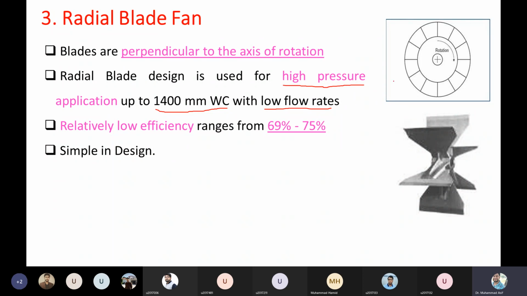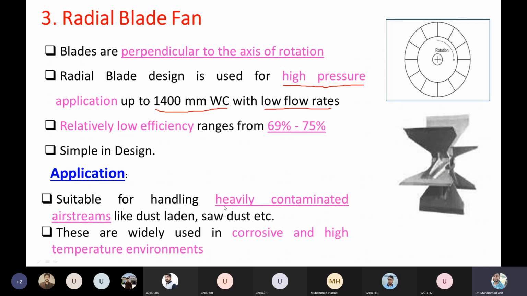Their design is very simple. They're very easy to construct. Their applications, obviously, are when you have a heavily contaminated airstream like dust-laden air, sawdust, etc. Whereas the previous two categories, the forward curved or the backward curved, are used for a very clean environment. So when your environment is not very clean, a dirty environment, then radial fans are recommended and utilized. Generally, they are for high pressure applications when you need to create a very high pressure.